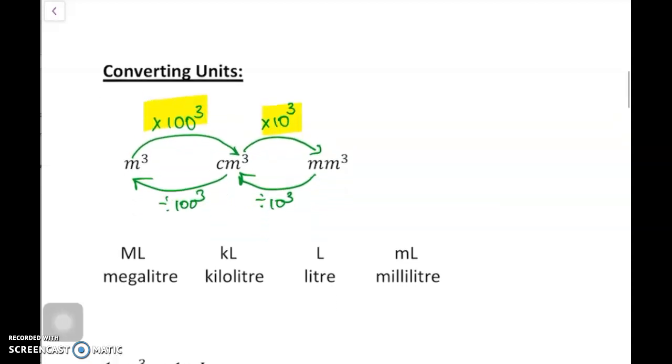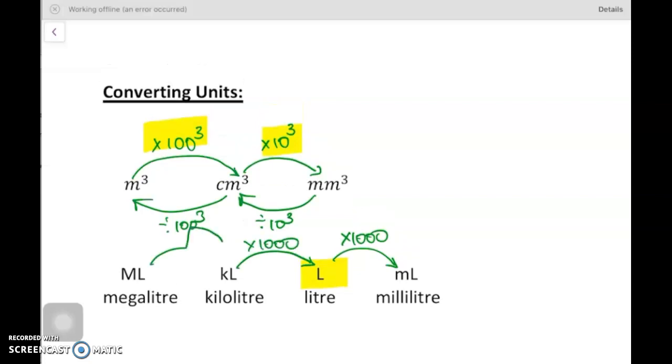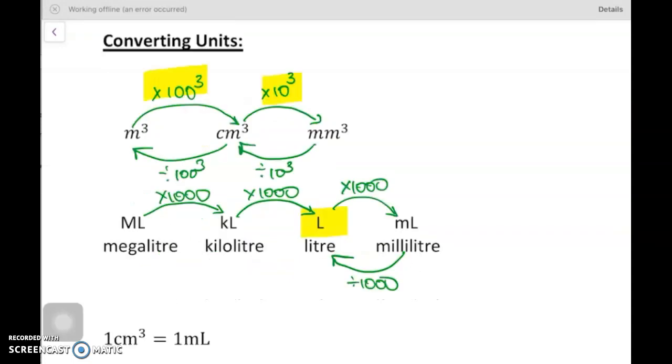Now let's have a look at the capacity units. The basic unit is a liter, but a milliliter is a thousandth of a liter. So to go from the amount of liters to the amount of milliliters, we multiply by 1,000. The same goes for going from kiloliters to liters, we multiply by 1,000. And the same goes for going from megaliters to kiloliters, we are multiplying by 1,000. And likewise, when we go backwards, we are dividing by the factors that we found at the top.